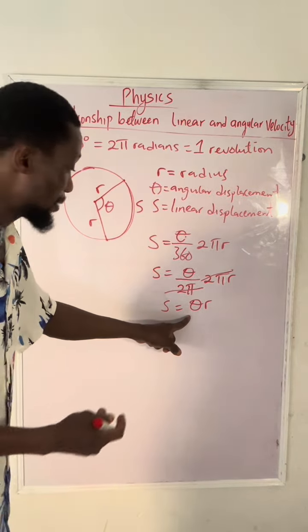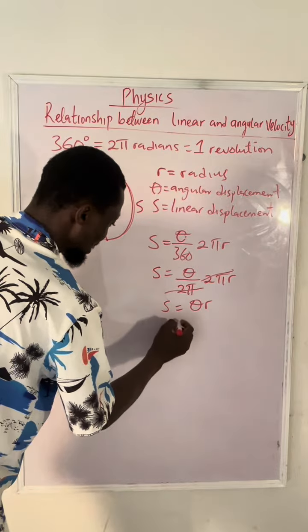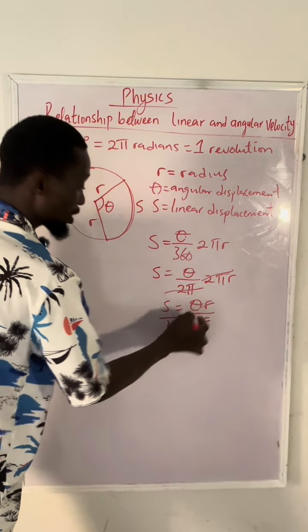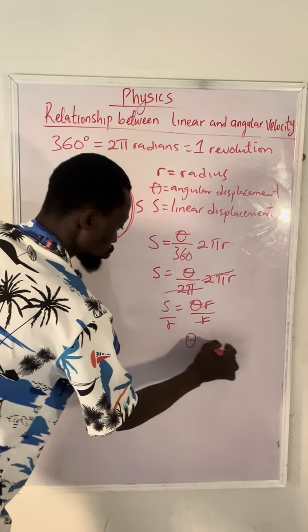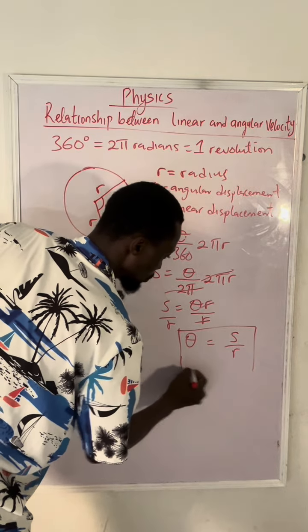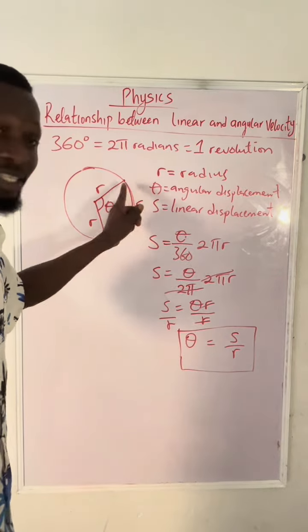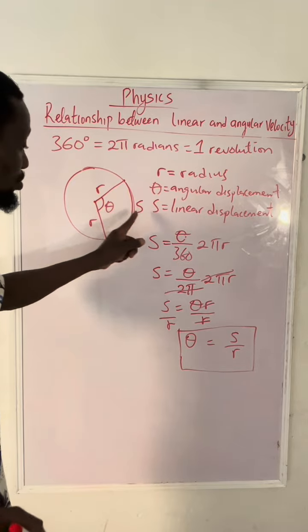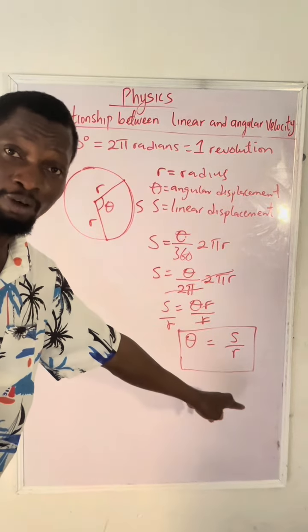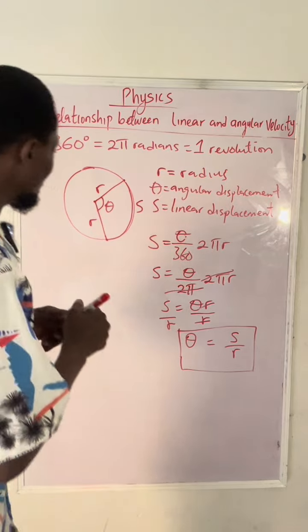Now, what if I decide to make my theta the subject of the formula? If I divide both sides by r, r cancels r, and my theta is equal to S over r. So what are we saying, everyone? We are saying that the angular displacement is equal to the linear displacement divided by the radius of that circle. Can you see this? Please take note of this formula. This is very important.